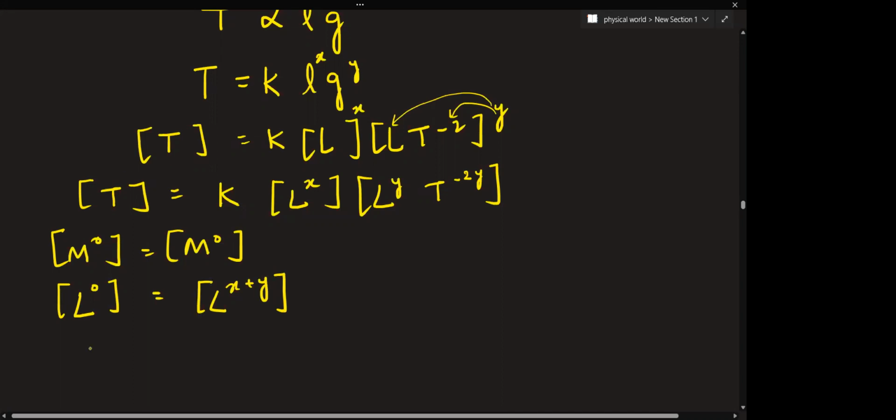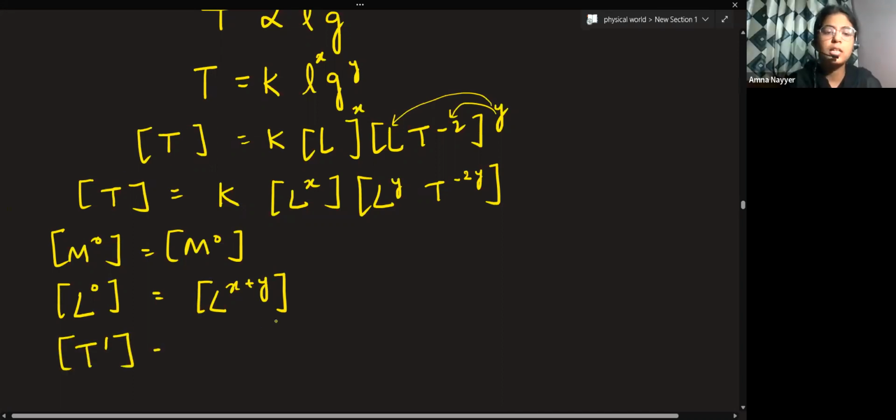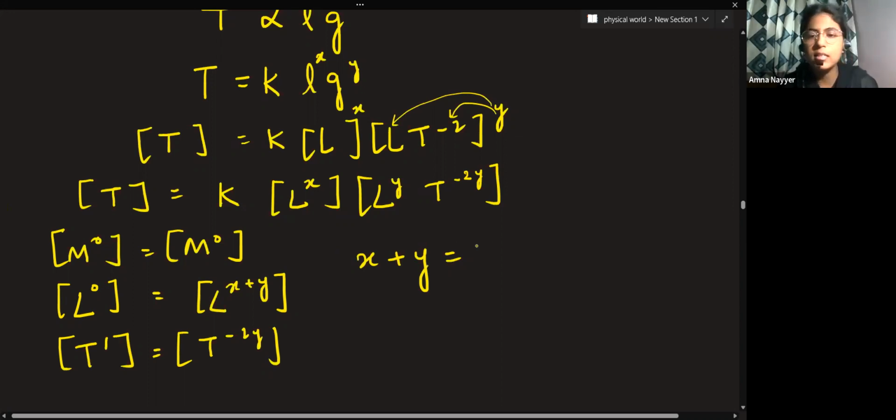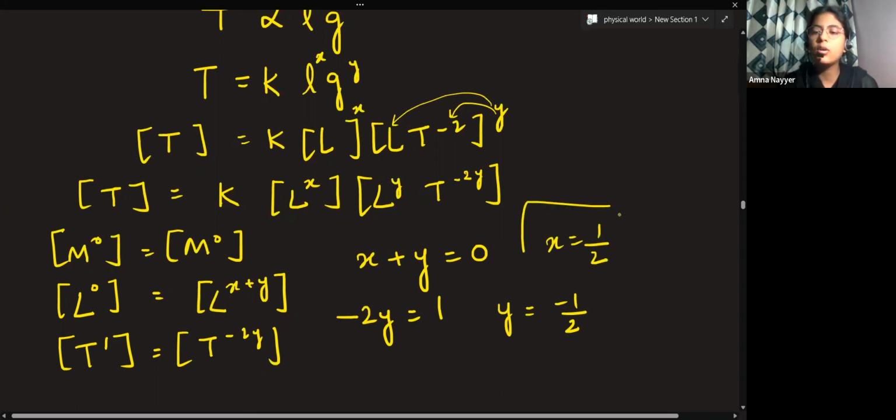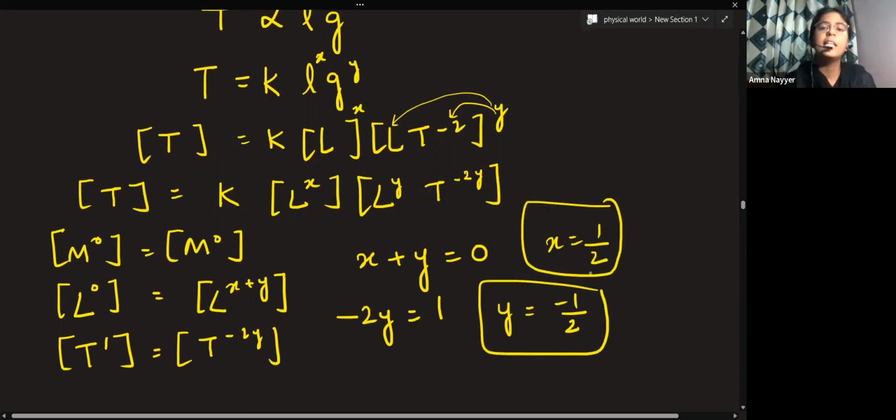All right. Now the third one, time: we have T to the power 1. And this is equal to T to the power minus 2y. Now let's equate. Mass is 0, so let's not even mention mass. Length is what? It means x plus y is equal to the power of length, which is 0. And from here you have minus 2y is equal to the power of time, 1. So y is equal to what? y is minus half. If y becomes minus half, x becomes plus half. These are your values of x and y. Now look at the formula.